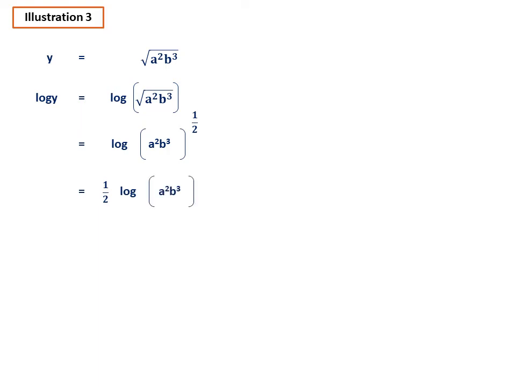y equals, say, square root of a square b cube. So you can write log of square root of a square b cube, but this can be written as a square b cube to the power half, so in the exponent form. Therefore using log you get now 1 by 2 log a square b cube. Using the law, log m to the power n is n log m. n can be a fraction also. So this equals now half.